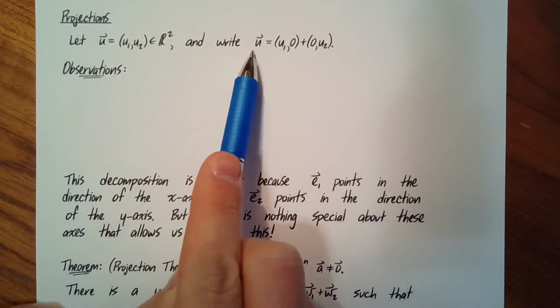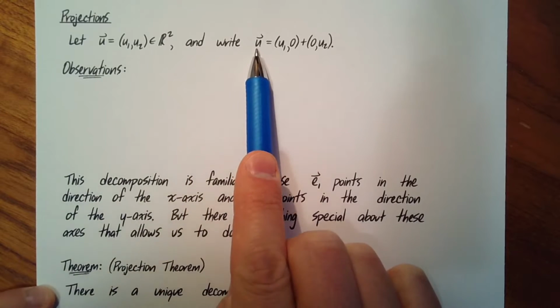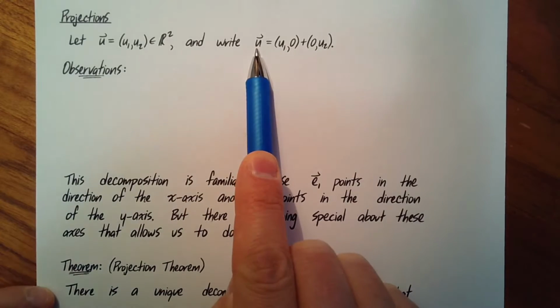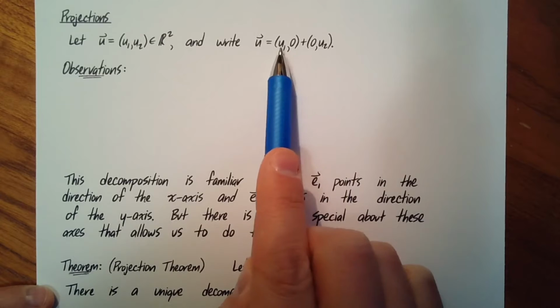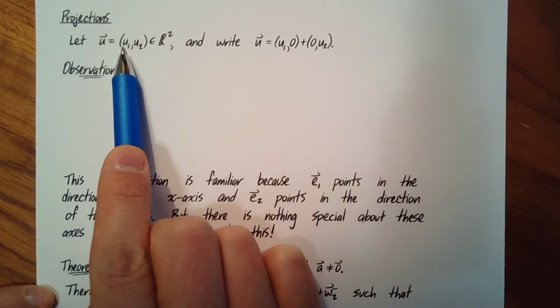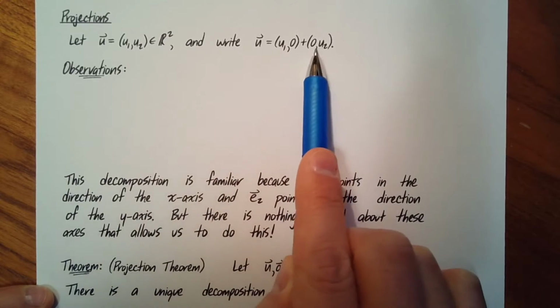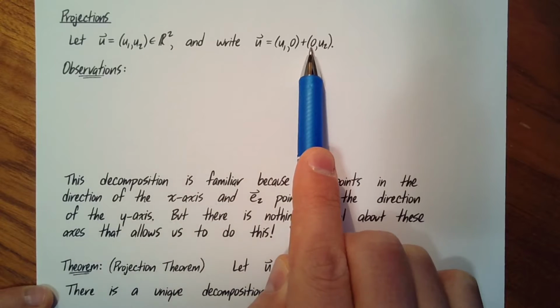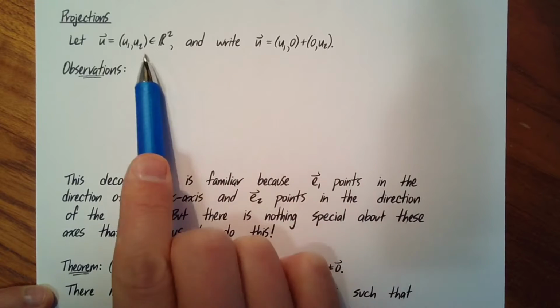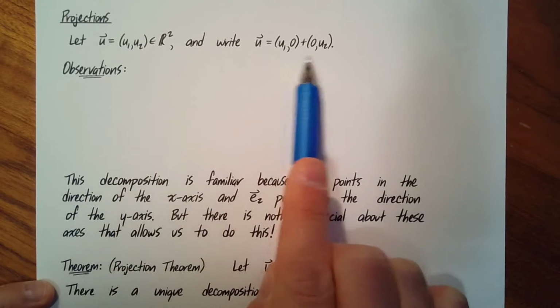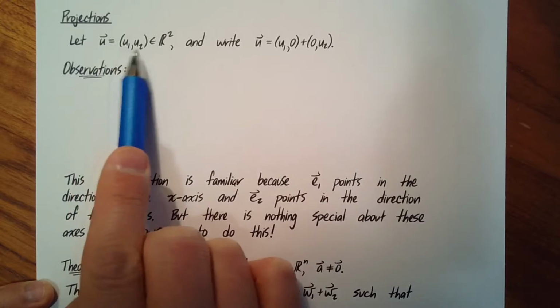Notice that you can do the following. You can write, or decompose is a better word, you can decompose the vector u into the sum of these two vectors here. The first vector has a second coordinate of 0 and a first coordinate of u1, whatever the first coordinate of u is. And then the second vector has a first coordinate of 0, and the second coordinate is whatever the second coordinate of the vector u was over here. So if you add those two vectors together, you're certainly going to get u.